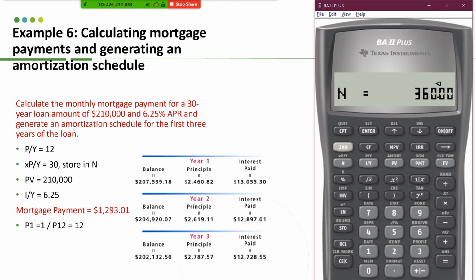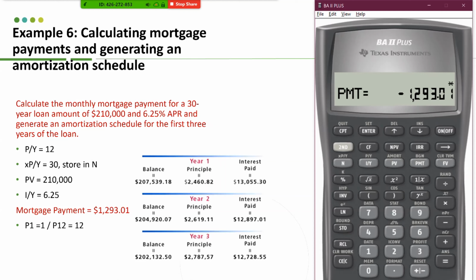Okay, so for your PV, the loan amount, it will be 210,000. This is for PV. And then for the interest rate per year, it will be 6.25, I/Y. Okay. So in order for you to know the monthly payment, you press compute PMT. PMT stands for payment. So this is the monthly value, 1293.01.